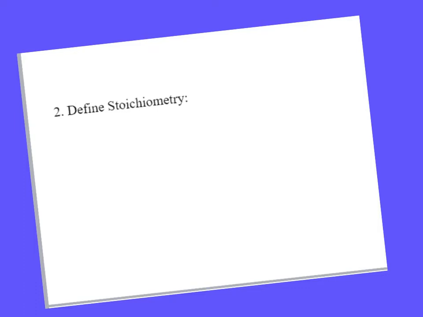Okay, I'd now take this time and go ahead and define stoichiometry in your own words. You can toggle back to the last slide. Okay, and this idea that stoichiometry is the math that allows us to determine how many reactants we need to mix together to form a certain amount of products.